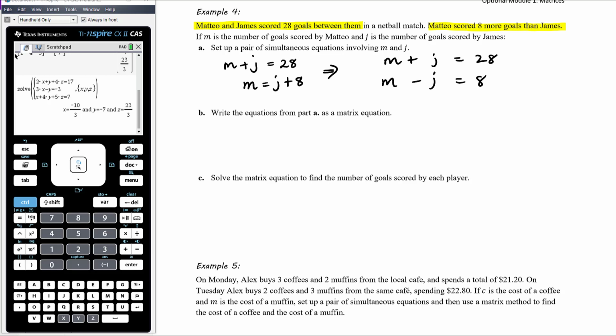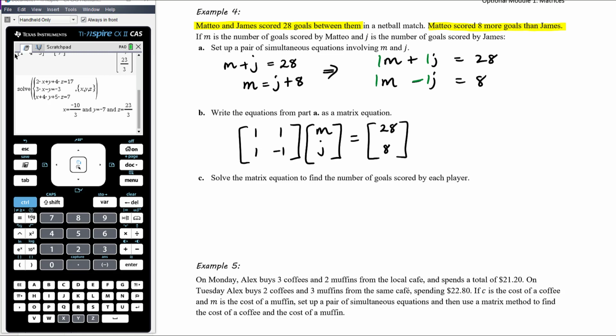Okay, so remember this is 1m plus 1j and 1m minus 1j, so thinking about your coefficients. So when you make the matrix equation, it's going to be 1, 1, 1, minus 1. Won't be xy this time because we're multiplying by m and j, so using variables consistent with the question. And that's going to be equal to 28, 8. Solve the matrix equation to find the number of goals scored by each player.